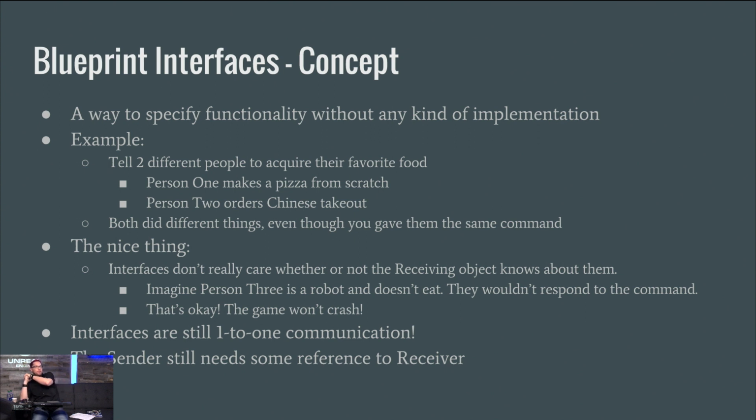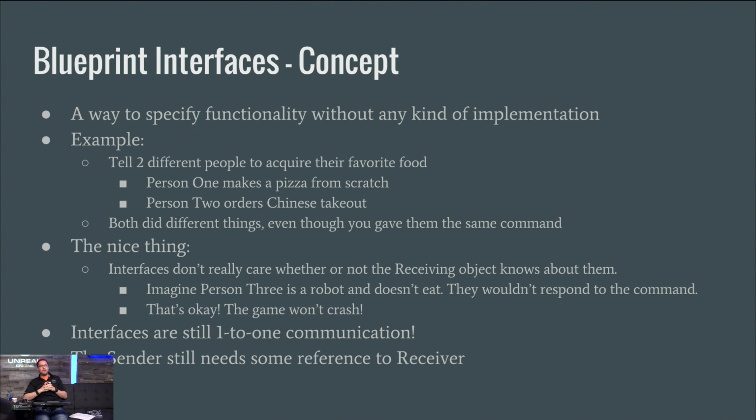An example of a blueprint interface in the real world would be when you tell two different people to go get their favorite food. Person one is like, well, my favorite food is homemade pizza, so I'm going to make my own homemade pizza with all this awesome stuff on it. Person two is like, my favorite thing in the world is Chinese takeout, so he gets on the phone, calls up some takeout, and goes and picks it up. These two folks did two really different things, but you gave them both the same command.